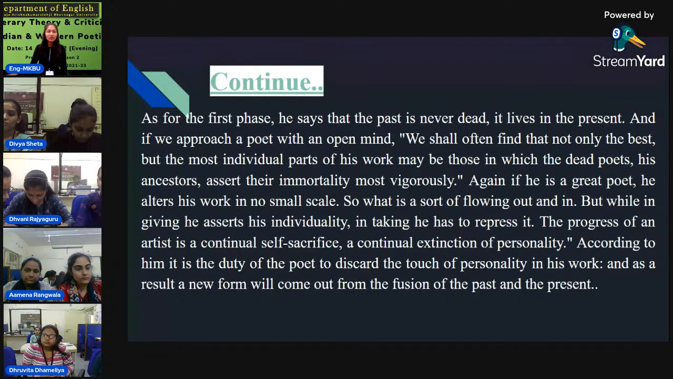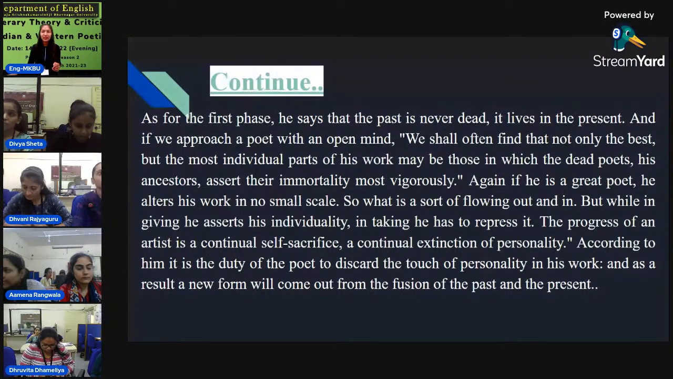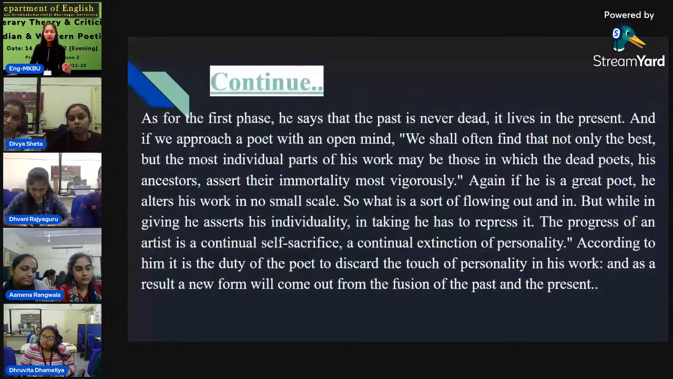Eliot also says that poetry is not an escape from emotion, but, not an expression of emotion, but an escape from emotion. You should not express your personal ideas or experience.